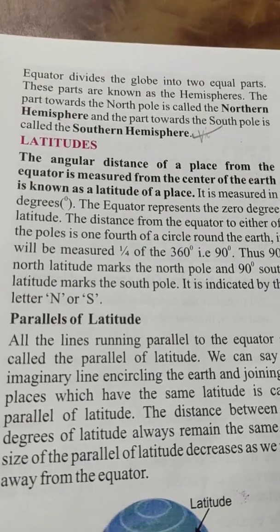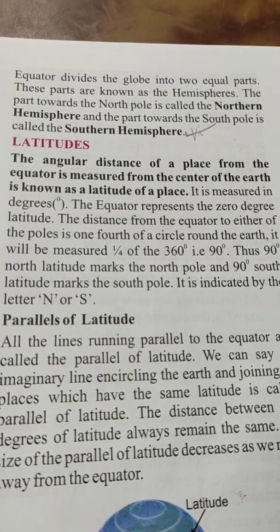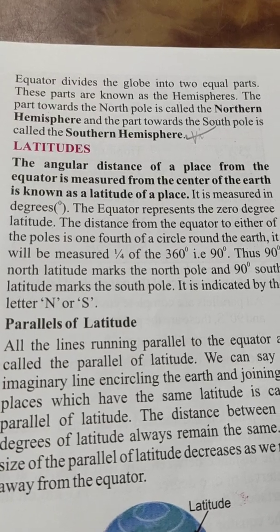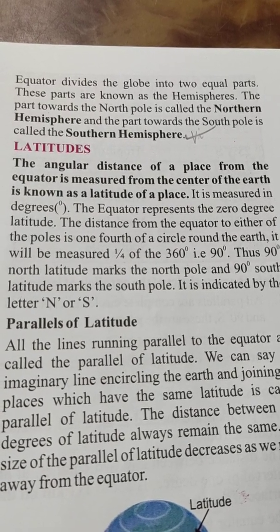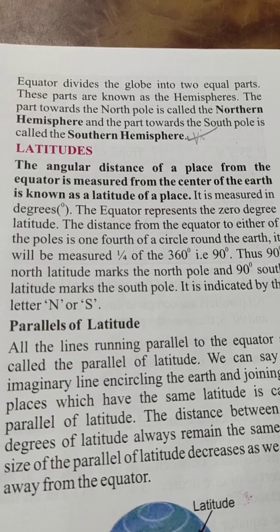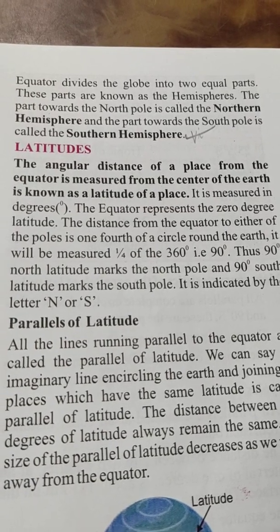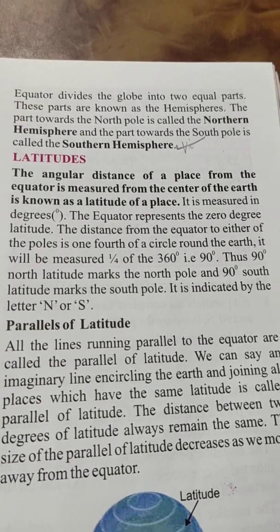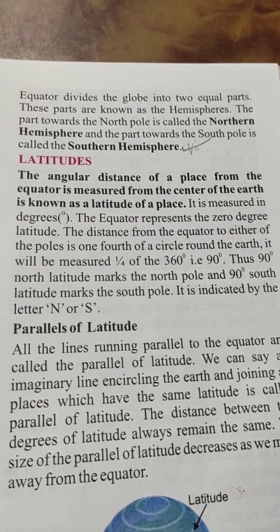Latitudes. What is latitude? The angular distance of a place from the equator, measured from the center of the earth, is known as the latitude of a place. It is measured in degrees. The equator represents the 0 degree latitude.